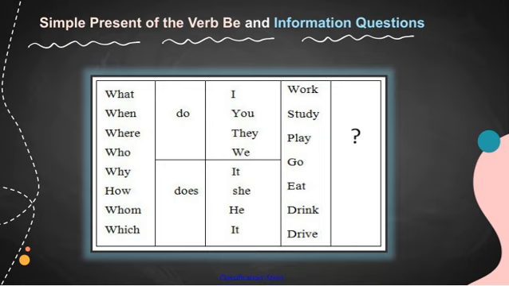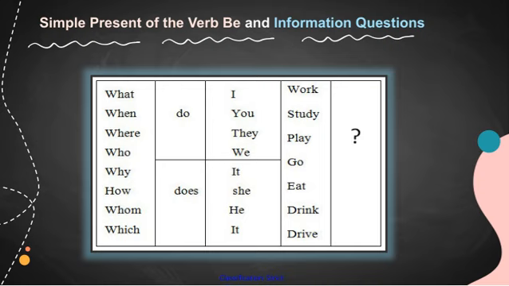Now moving on to information questions. These are questions that ask for specific details like who, what, where, when, why, and how. When forming these questions with the verb be, we typically start with the question word, followed by the appropriate form of be, and then the subject. For instance, if you want to ask about someone's identity, you might say, who is your teacher? Or if you're asking about a location, where is the library?